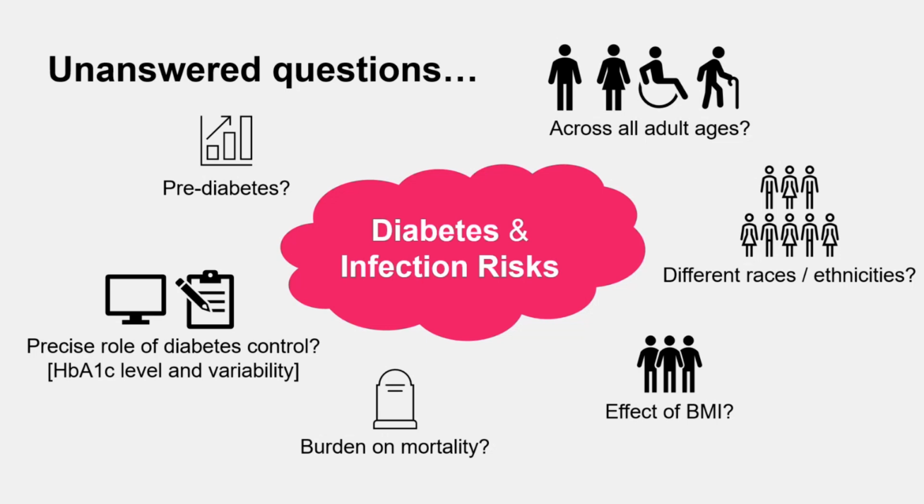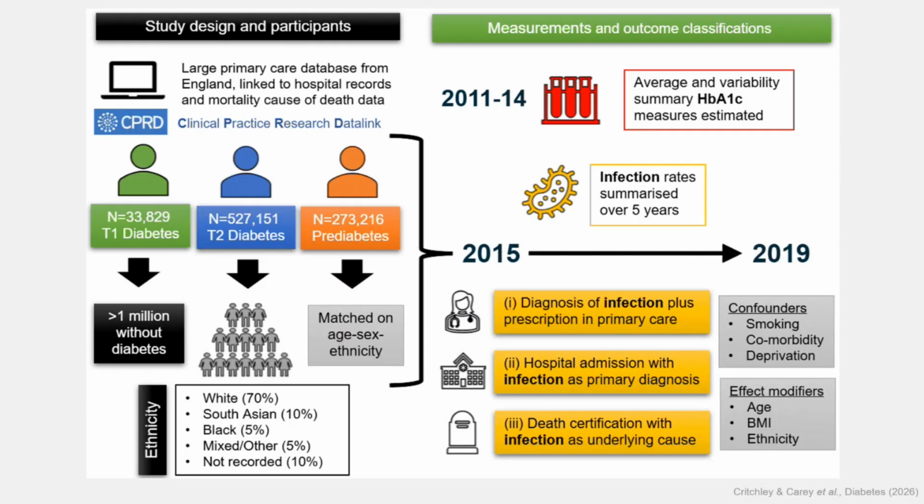And these were all the sort of questions that we wanted to answer as part of this work. So, as Ewan mentioned, we used CPRD Aurum, which included GPs and approximately 50 million patient records linked to hospital and mortality records. We used an algorithm to identify those with type 1, type 2, and pre-diabetes.